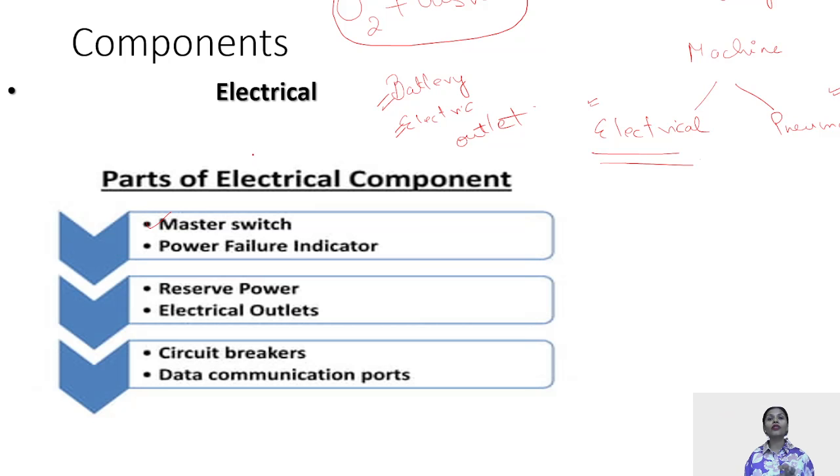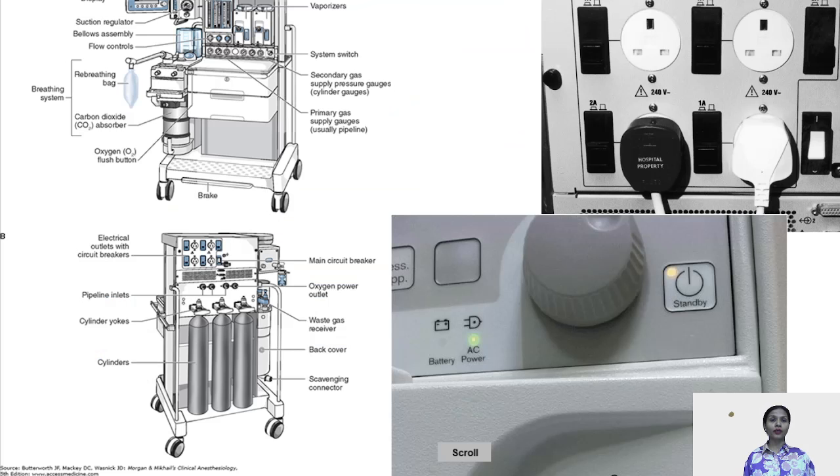It is meant only for the anesthesia monitors. Then you have circuit breakers in order to prevent, if there is some high load, so that the machine does not go haywire. And lastly, we have your data communication ports which are present in your modern day anesthesia workstation.